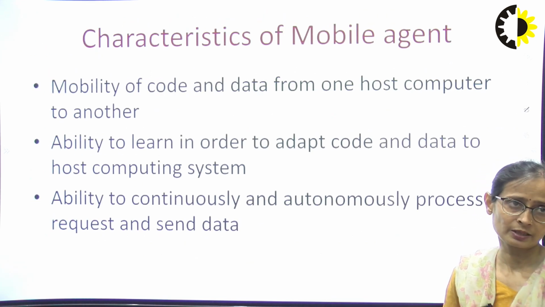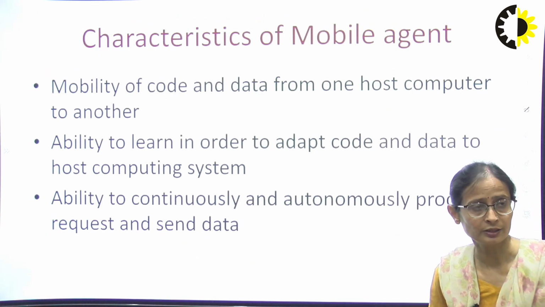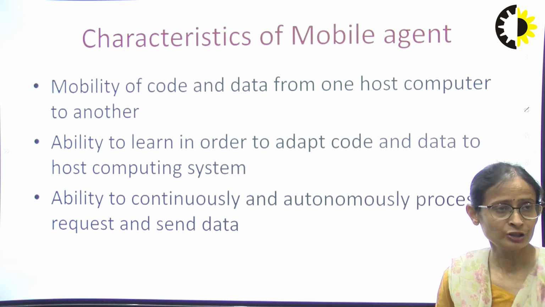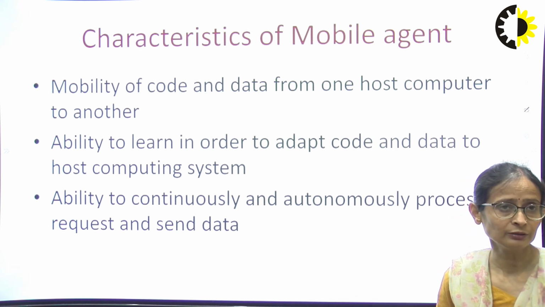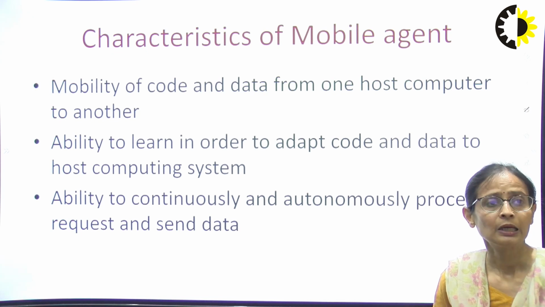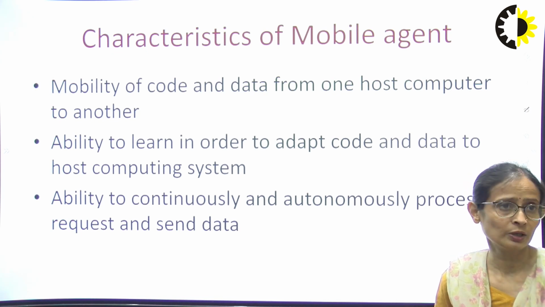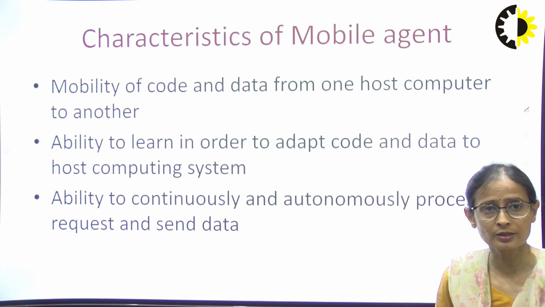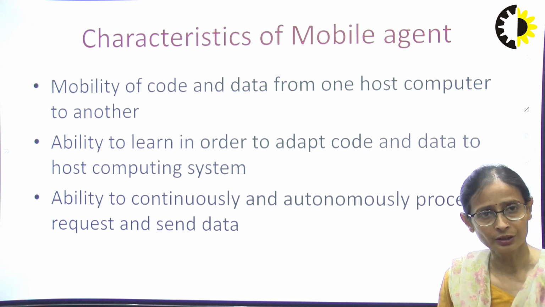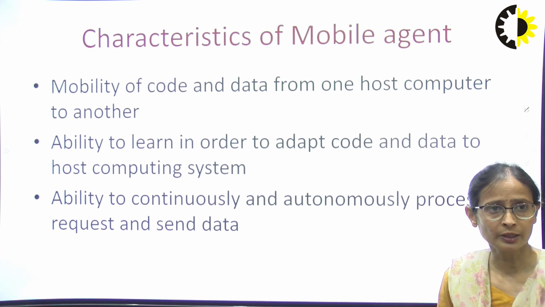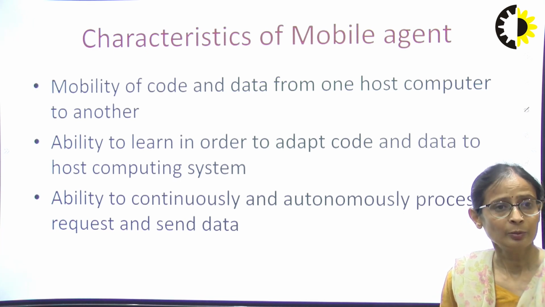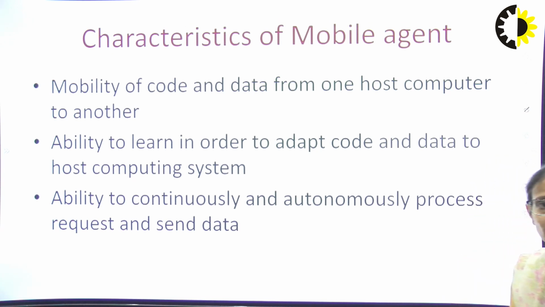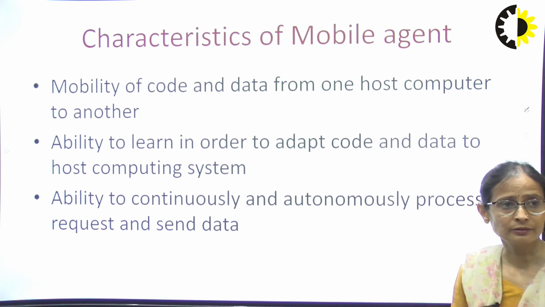So what are the basic characteristics of a mobile agent? We should have mobility of code and data from one host computer to another. It should have the ability to learn in order to adapt the code and data to the host computing system, so that it should be able to work in a heterogeneous environment. So it should be adaptable to various environments, with the ability to continuously and autonomously process requests and send the data.